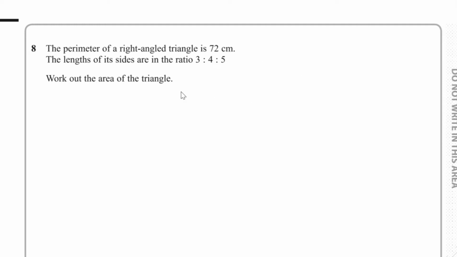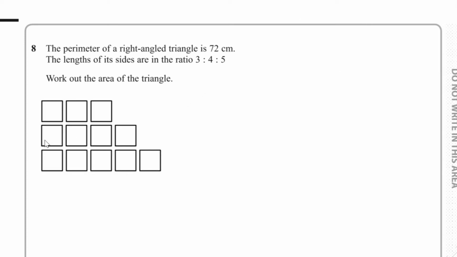Well, we can approach this question by using a bar model. So here is our bar model representing the ratio 3:4:5. We know in total we have the sides adding up to 72. We were told that in the question.